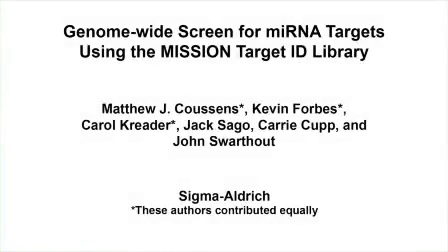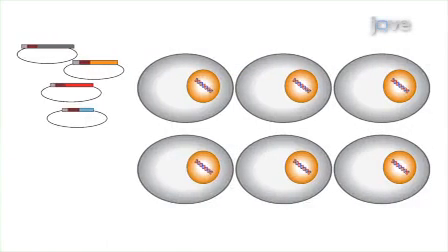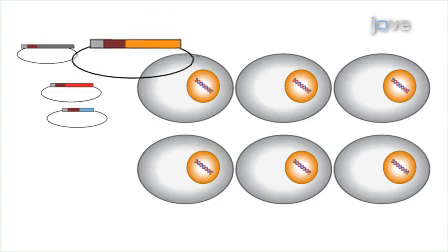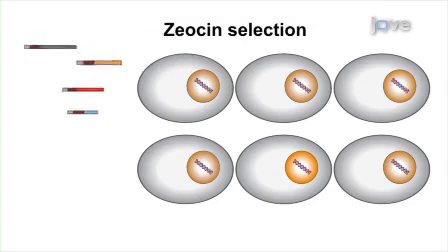The overall goal of the following experiment is to conduct a high-throughput genome-wide screen of microRNA targets using the Target ID library. This is achieved through cell transfection with the library plasmid, a genome-wide collection of cloned cDNAs. Transfection is followed by selection for stable cell lines.